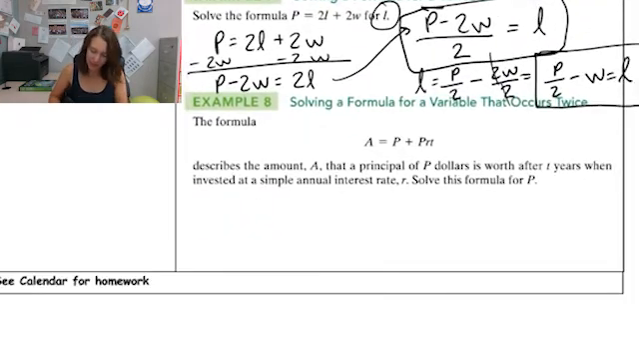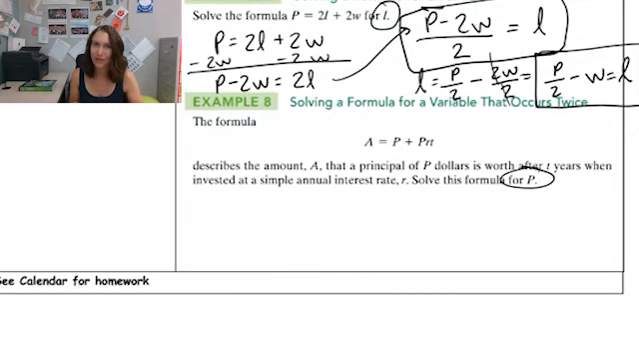Last example is a little tougher. We have our formula for interest, really. So we have principal amount, P in dollars, worth A after T years when invested at a simple annual interest rate R. So we want to solve this formula for P. Now it's a little more difficult because there's 2 P's, and we have to figure out how to make those 2 P's into 1 P, even though they're not like terms.